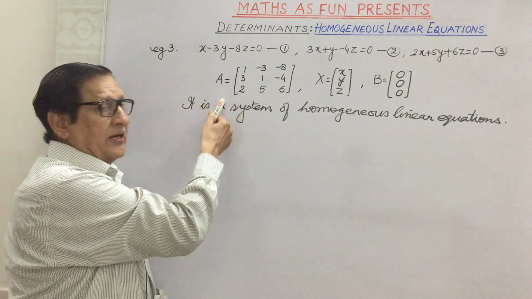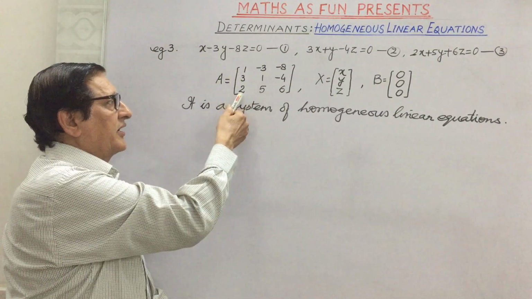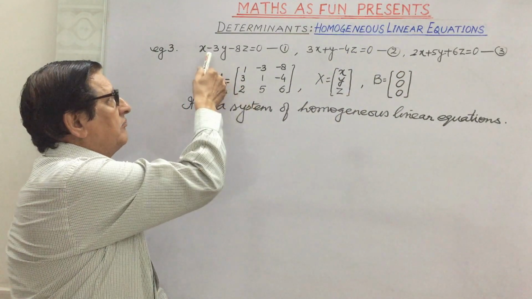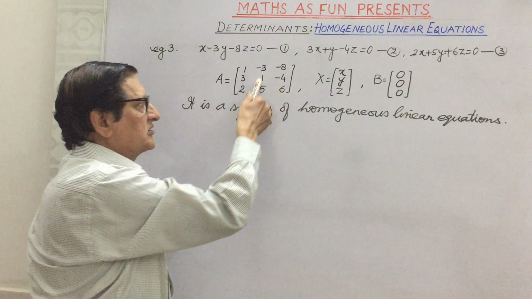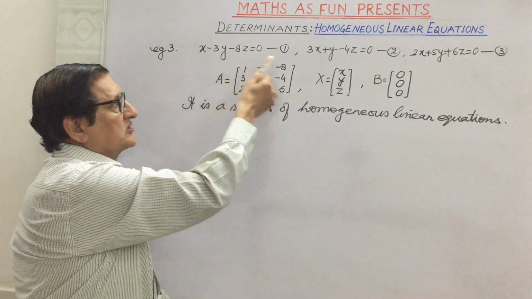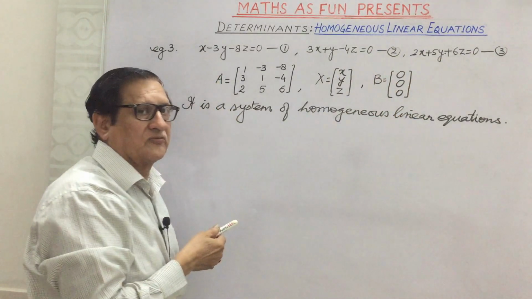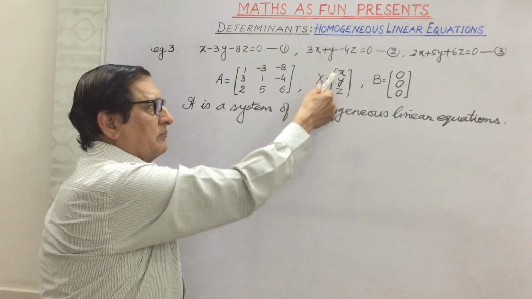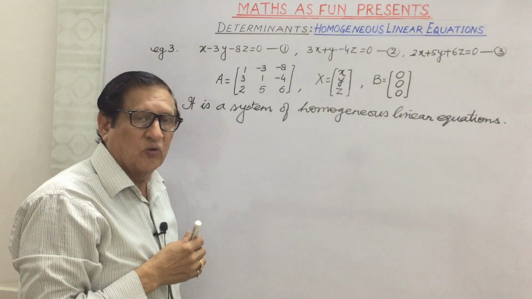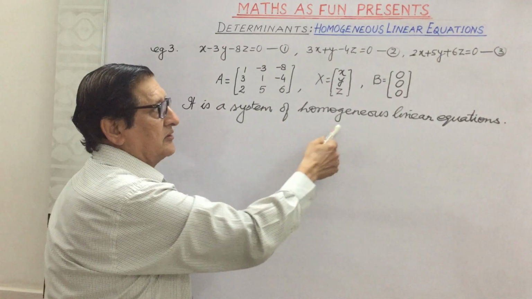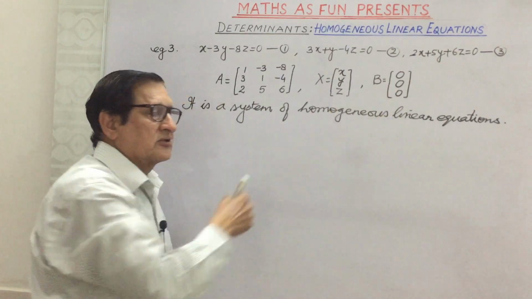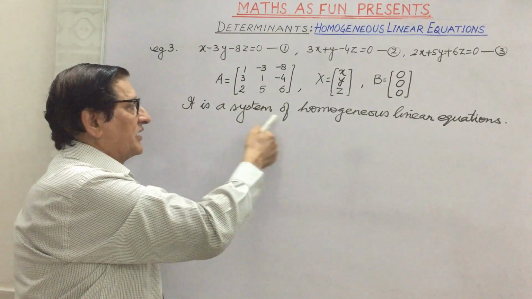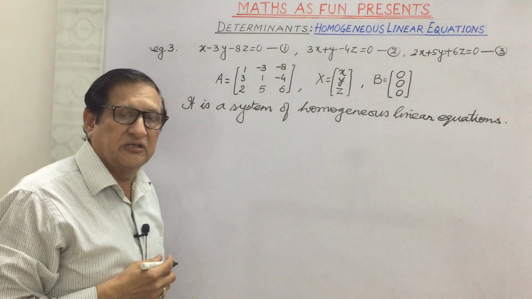The coefficient matrix A is the coefficients of x in the first column, that is 1, 3 and 2. Coefficients of y minus 3, 1, 5 in the second column, and minus 8, minus 4, 6 the coefficients of z in the third column. X is the column matrix of variables, that is x, y and z. And the matrix B is a zero matrix, since every equation has the constant term as 0. So we can say that this is a system of homogeneous linear equations.